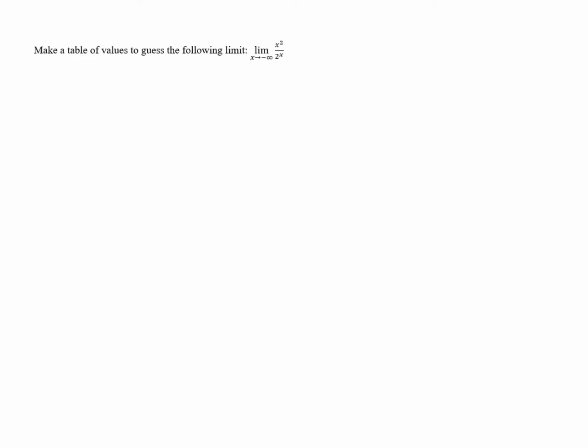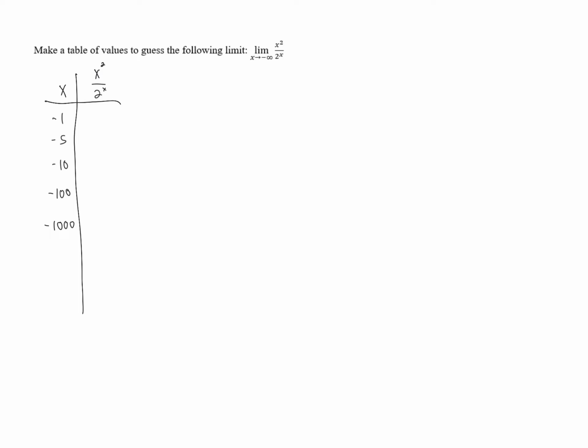Make a table of values to guess the following limit. And this one is the limit as x approaches negative infinity of x squared over 2 to the x. So again, we're going to make a table of values. And let's pick maybe -1, -5, -10, -100, and -1,000. And we can just plug these into a calculator if you want.